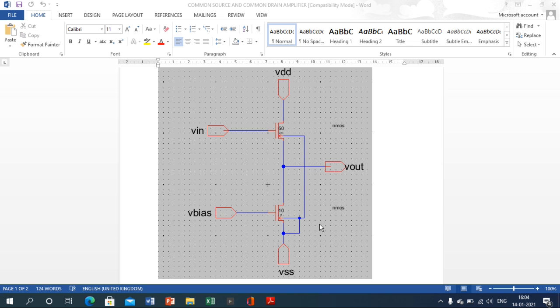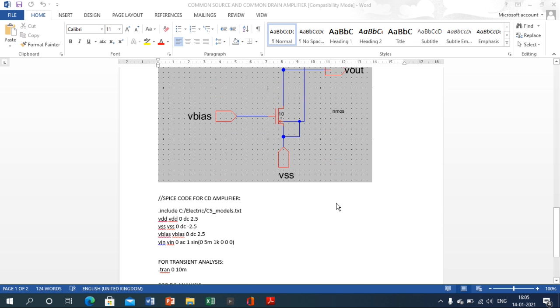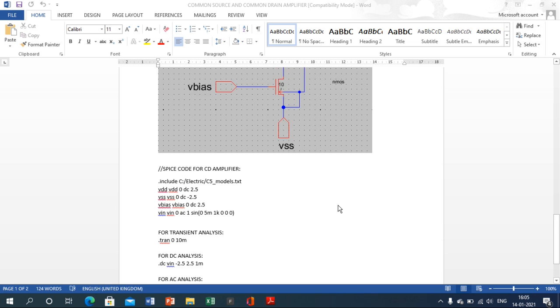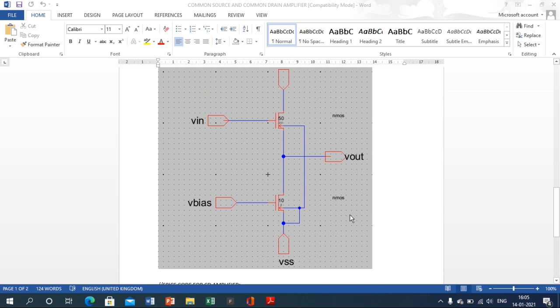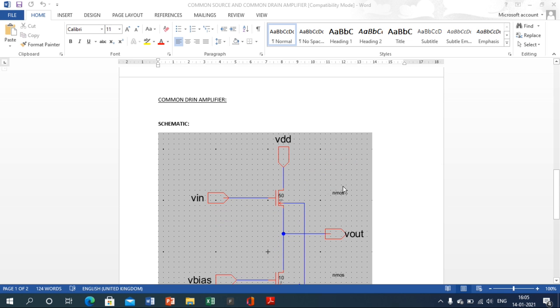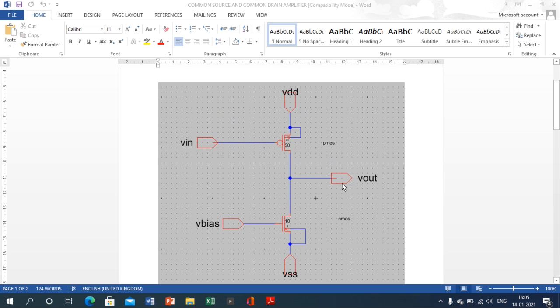We call it drain common between the input and output. Here this becomes the source and this becomes the drain now. They are interchangeable, and we are measuring the output at the drain. The SPICE code is also the same here. The common drain is also called a voltage follower with amplified output. A voltage follower is nothing but whatever the phase shift at the input, the same phase shift is followed at the output. So this is about the common drain and common source amplifier with respect to the schematic.